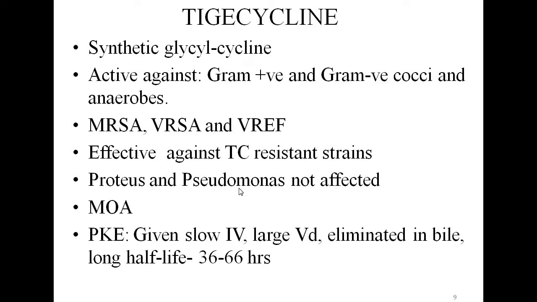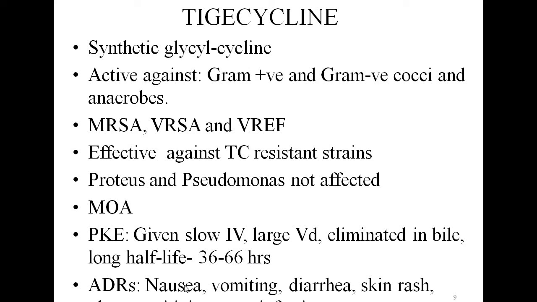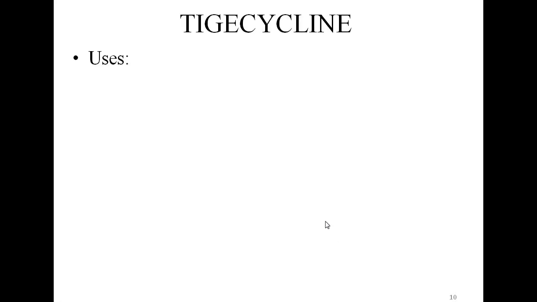The mechanism of action is similar to tetracycline, that is, it binds to which ribosomal subunit? The 30S ribosomal subunit, inhibiting peptide chain elongation, and is bacteriostatic. Tigecycline is given by slow intravenous infusion with a large volume of distribution and a long plasma half-life. Adverse effects include nausea, vomiting, diarrhea, skin rash, photosensitivity reactions, and superinfections.